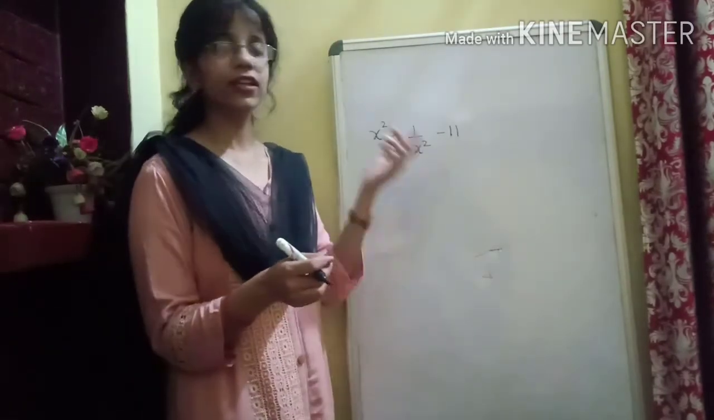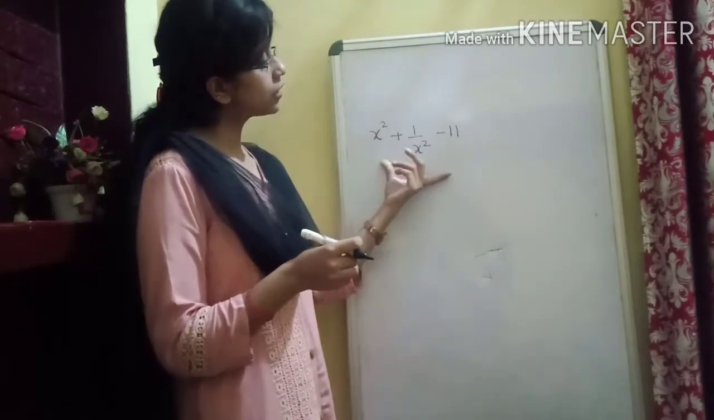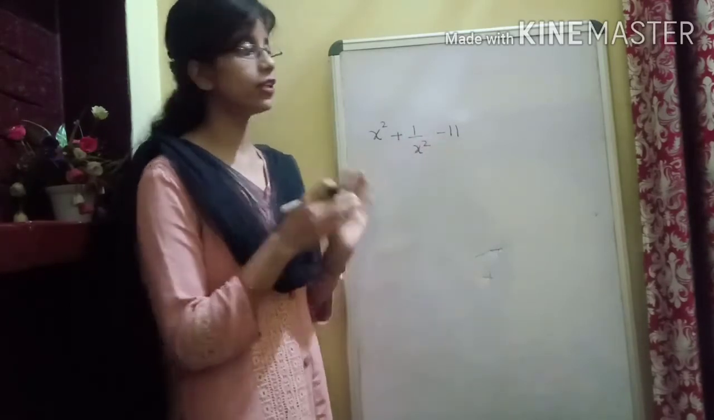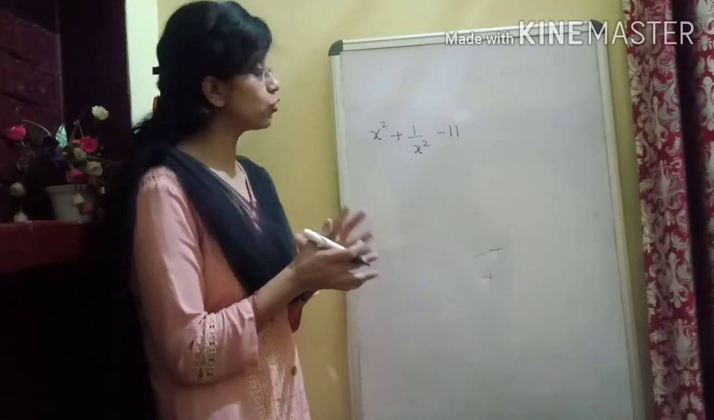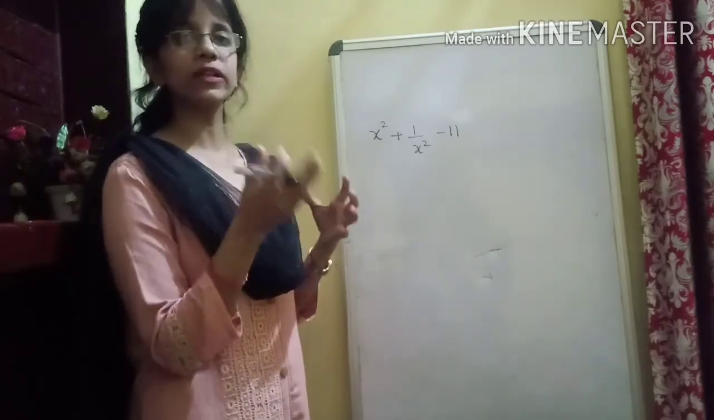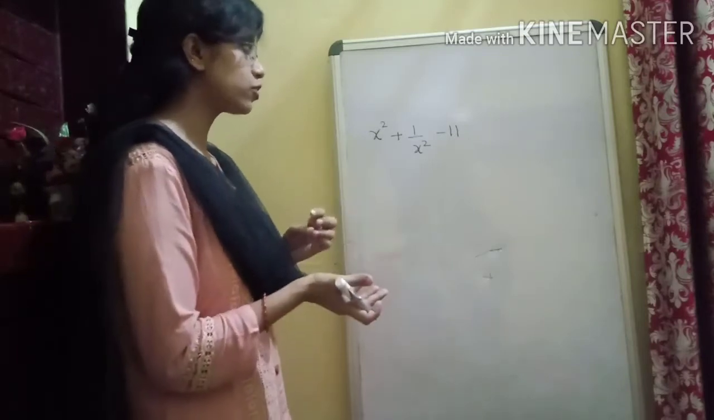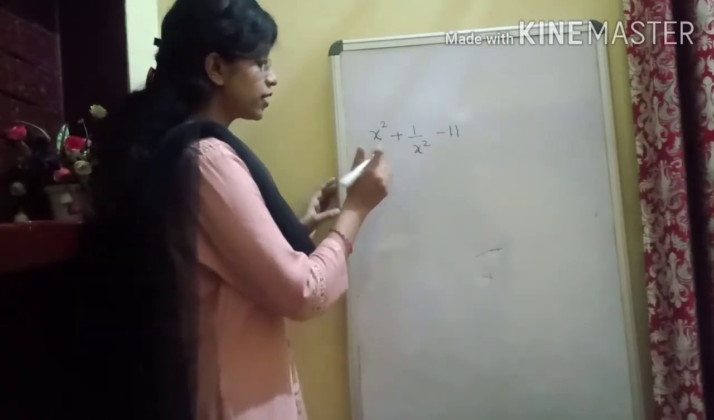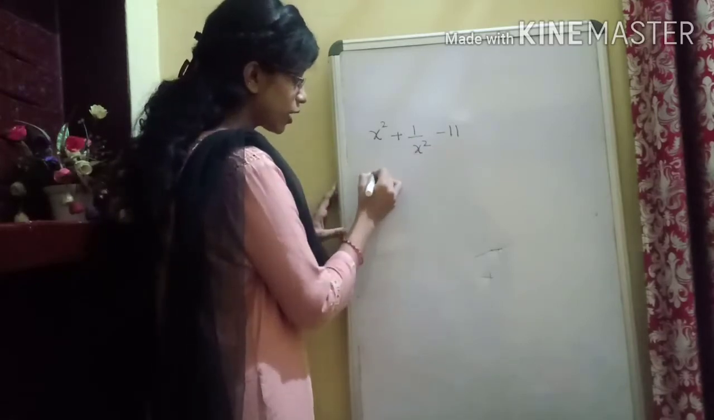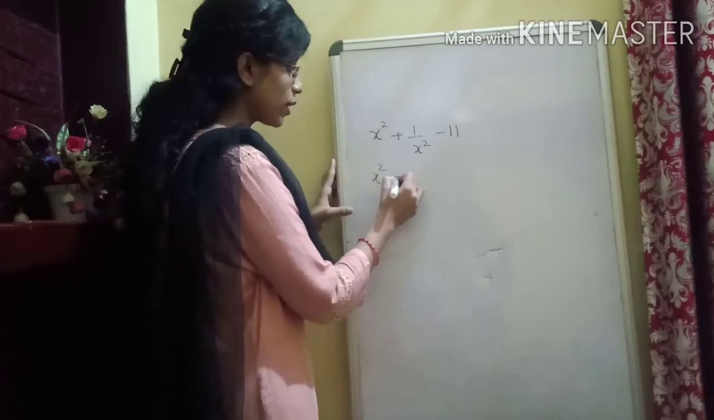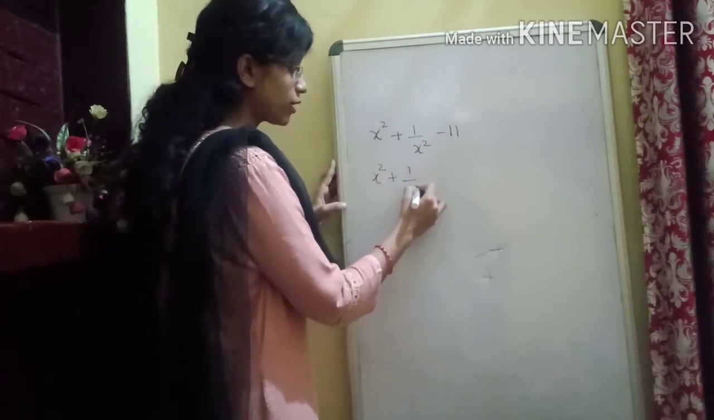Okay, here I have taken another question. Now this is the question which is x square plus 1 upon x square minus 11. Here if you see how to factorize, at once when you see, you cannot do a perfect square, or you cannot apply the identity a square minus b square, and nothing is common. So here the trick is that first we have to actually make our question like that, x square plus 1 upon x square.